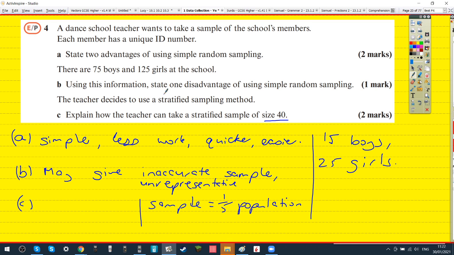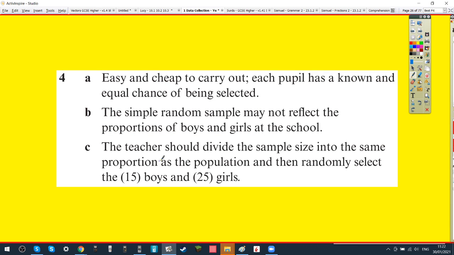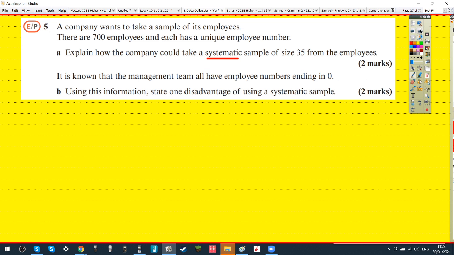And the teacher. So they said explain how the teacher can take a sample. They actually didn't want us to do this. They wanted us to explain how you do it. Yeah, but I thought we should just do it. Yeah, they wanted the explanation. Great. Let's just do A.